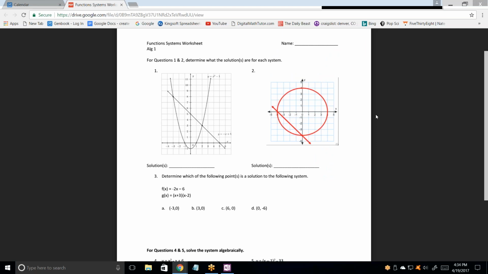Where's the solution for number 1? Oh, hold up, I'm printing the paper out. There we go.